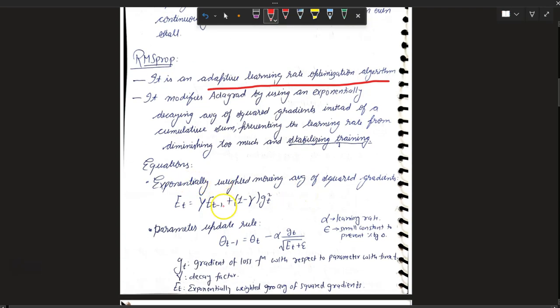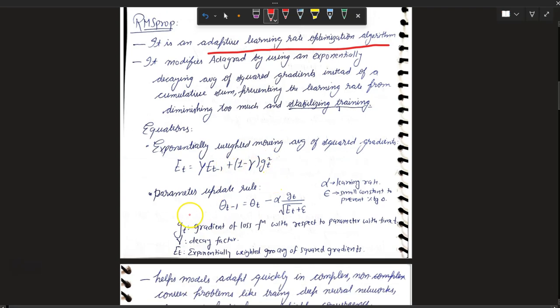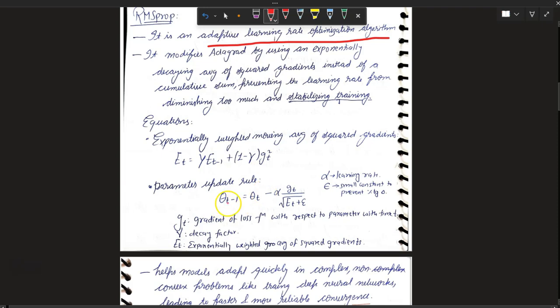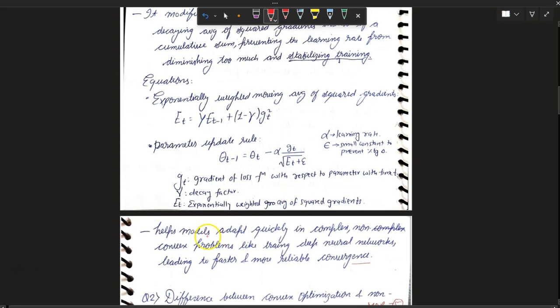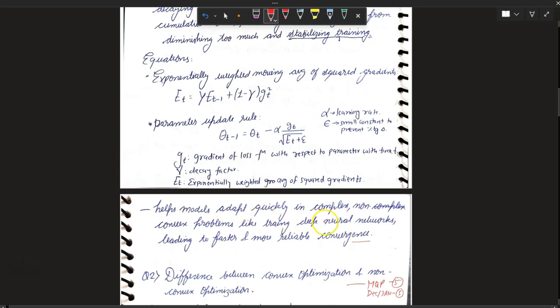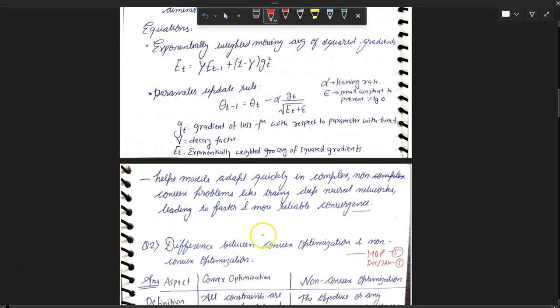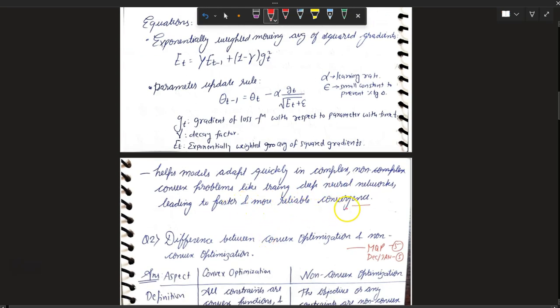The equation can be given as Et equals gamma Et minus 1 plus 1 minus gamma gt squared. The parameter update rule can be given as theta t plus 1 equals theta t minus alpha gt upon square root of Et plus epsilon. You have to write the same in the exam, just learn it and it will be good. These parameters help the model adapt quickly in complex non-convex problems like training deep neural networks, leading to faster and more reliable convergence.